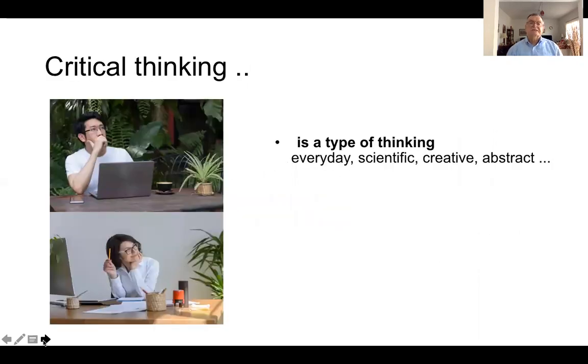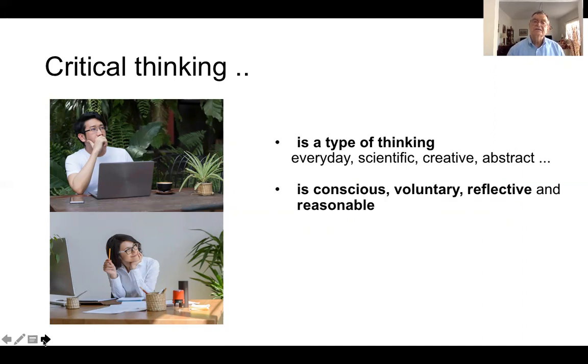So first of all, critical thinking is a type of thinking, along with everyday thinking, scientific thinking, creative thinking, abstract thinking, and so on. Everyday thinking is the kind of random thinking we normally do when random thoughts float into our minds, rather like clouds. So maybe something like, what am I going to have for dinner? Did I remember to feed the cat? I must fix that broken pipe, and so on.